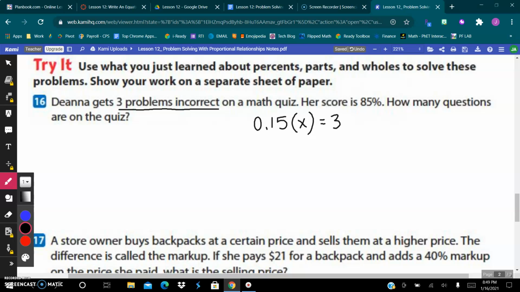So again, this is multiply over here with the 0.15 and X. So in order to cancel that, we have to divide, to do the opposite. So the 0.15s would cancel, and we just have that X left on that side. And 3 divided by 0.15 gives us an answer of 20. So there were 20 questions on this quiz.